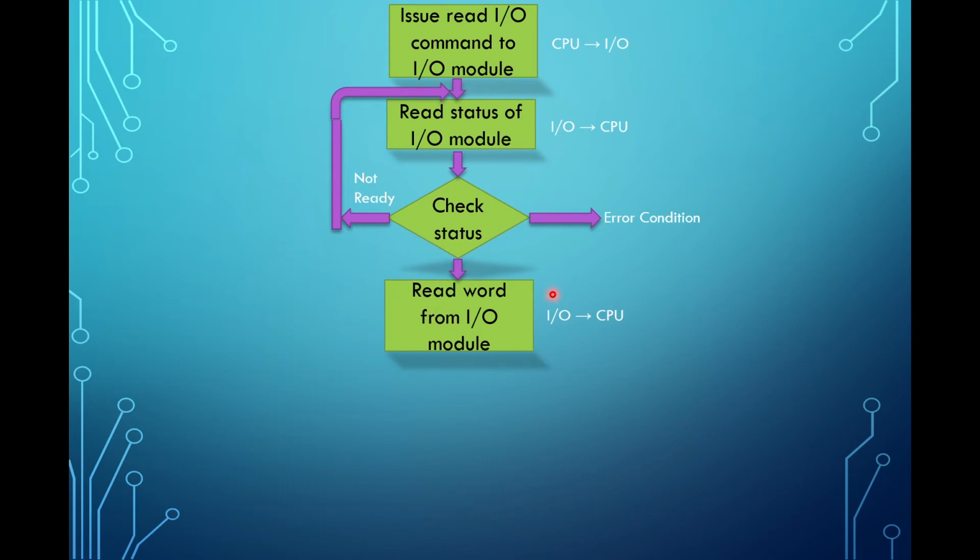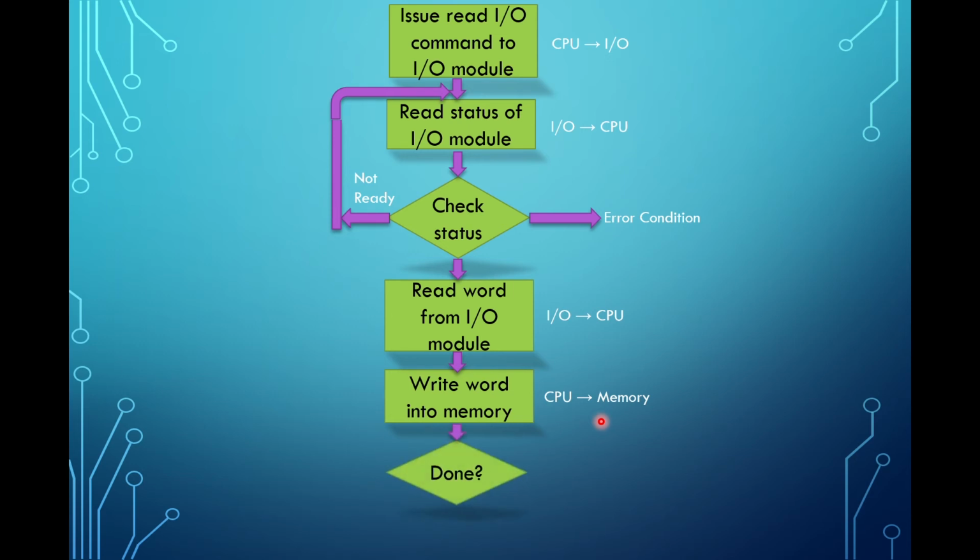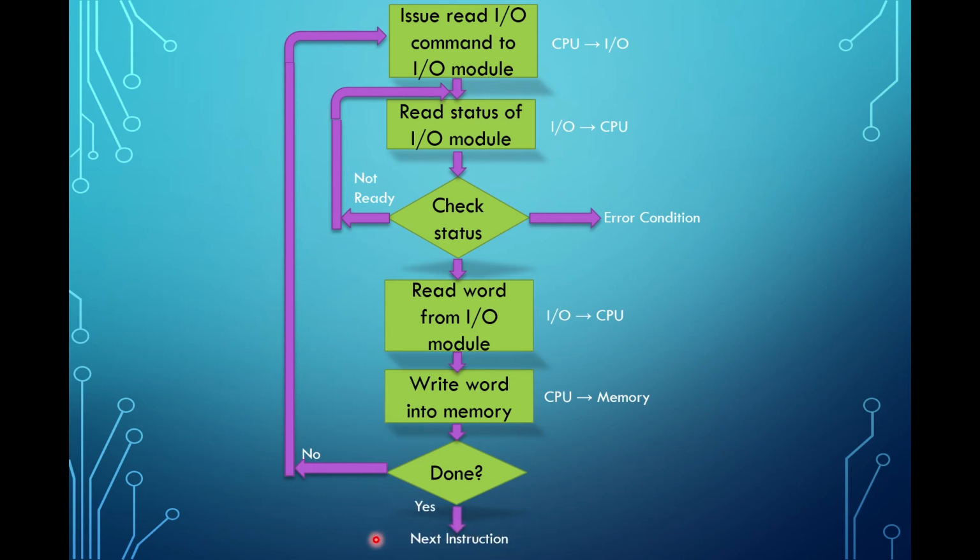If it is in the ready state, it will cause the IO module to obtain an item of data from the peripheral and place it in the internal buffer. The processor can then obtain the data by requesting that the IO module place it on the data bus. The CPU will write a word into the memory so that it can use it every time it needs it. After that, the processor checks whether the whole process is done or not. If not, it will issue the read command to the IO module. If yes, it will continue to execute the next instruction and this instruction will finish.